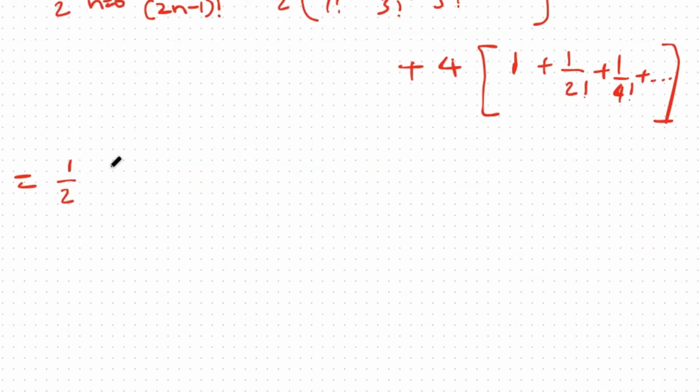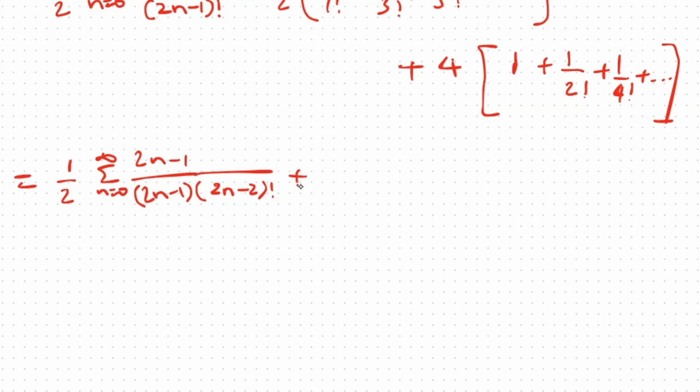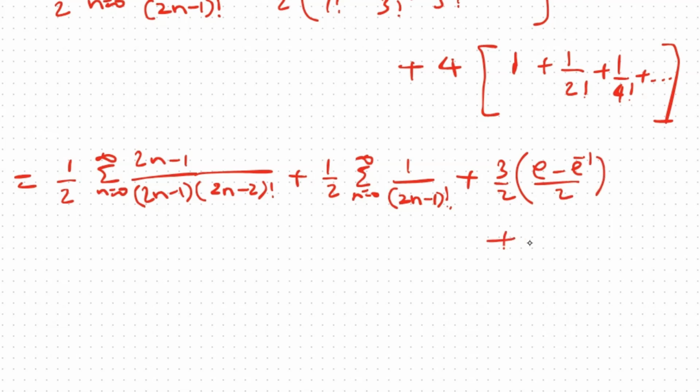You can write 1 by 2 summation n equal to 0 to infinity 2n minus 1 by 2n minus 1 into 2n minus 2 factorial plus 1 by 2 summation of n equal to 0 to infinity 1 by 2n minus 1 factorial plus 3 by 2 into sum of all odd terms equal to e minus e inverse by 2 plus 4 into sum of all even terms, that is e plus e inverse by 2.